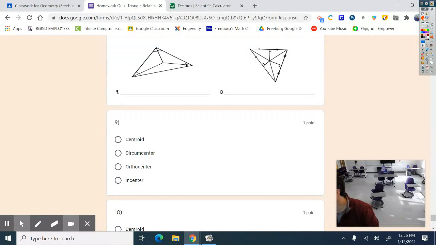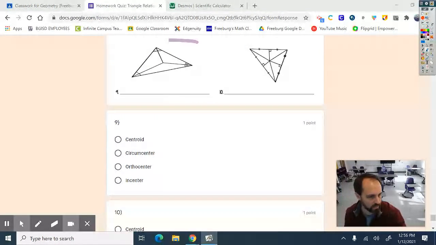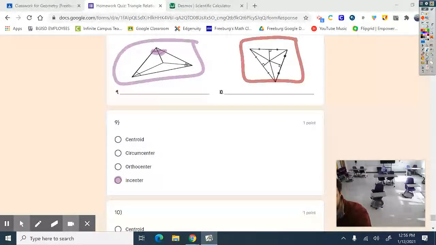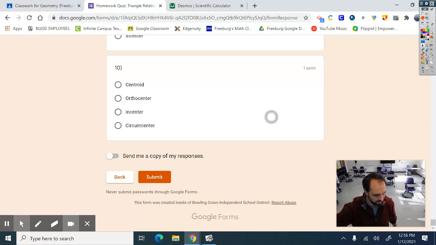And the last 2, again, you've got these little markings. You know that this means angle bisector. Angle bisectors create the incenter. And midpoint, perpendicular, so it's a perpendicular bisector. You've got the circumcenter. Okay, that is it.